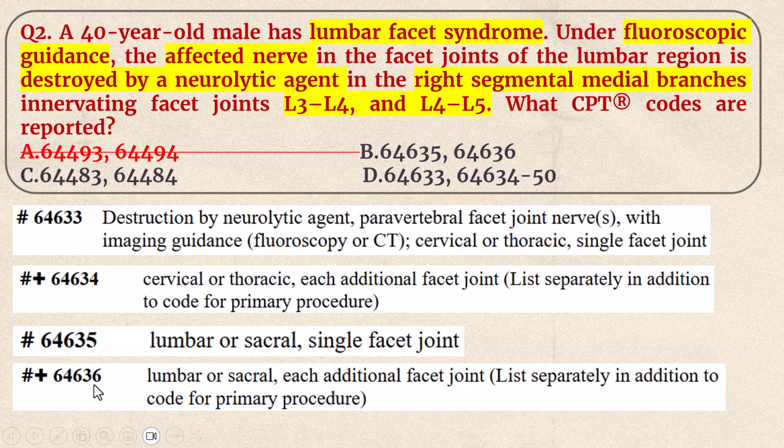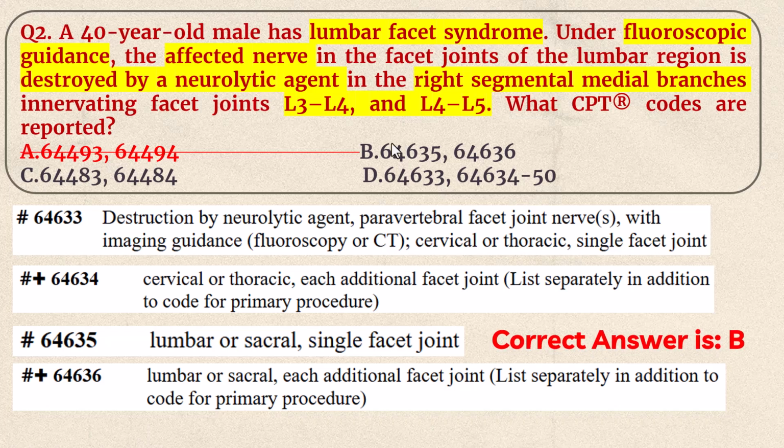Plus 64636 is lumbar or sacral, additional joint of facet. So here we have used two joints. So for the first one you can use the code 64635. For the second one you can use the additional code 64636. So 35 and 36, the correct answer is B.